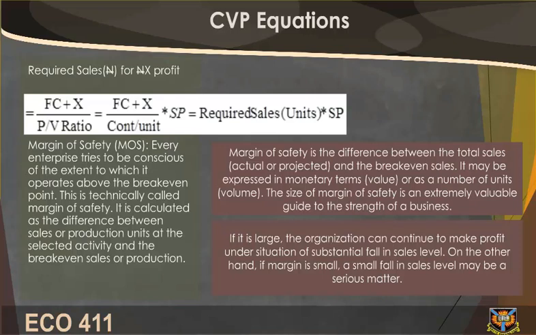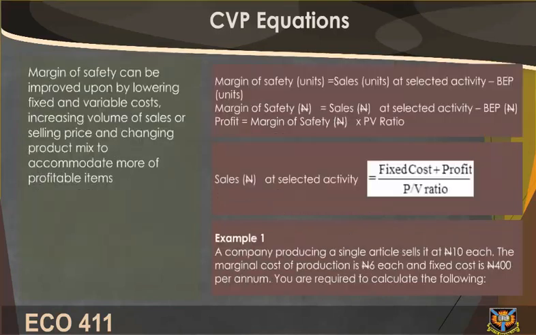The size of margin of safety is an extremely valuable guide to the strength of a business. If it is large, the organization can continue to make profit under situation of substantial fall in sales level. On the other hand, if margin is small, a small fall in sales may be a serious matter. Margin of safety can be improved upon by lowering fixed and variable costs, increasing volume of sales or selling price, and changing product mix to accommodate more of profitable items. The equations for margin of safety are shown below.